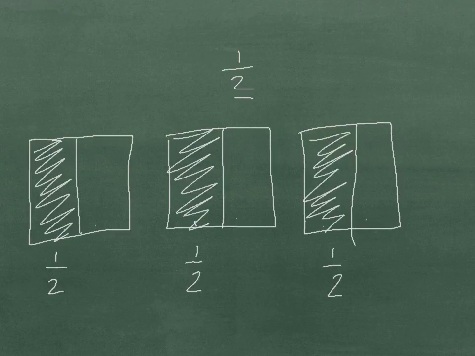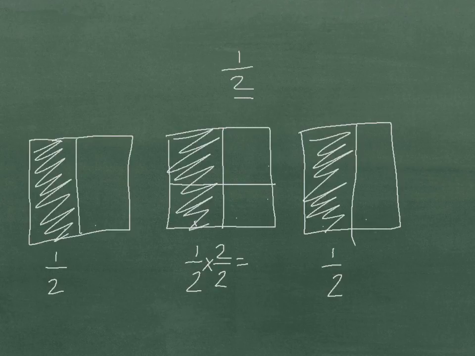So I'm going to go ahead and show you again how we can find equivalent fractions. I am now going to split this horizontally. And now I've created 2 new parts, one on the top and one on the bottom. So I will multiply both my numerator and my denominator by 2.